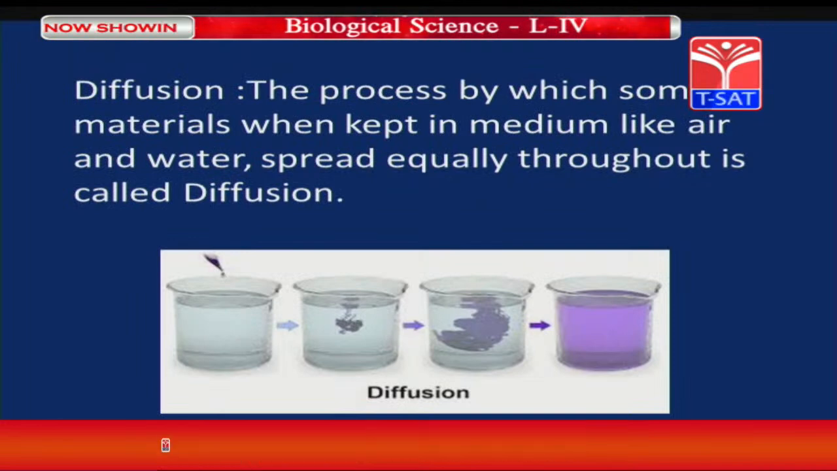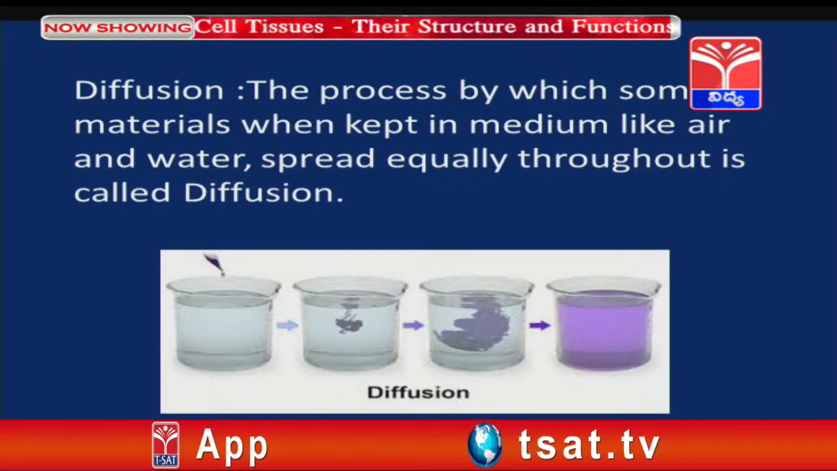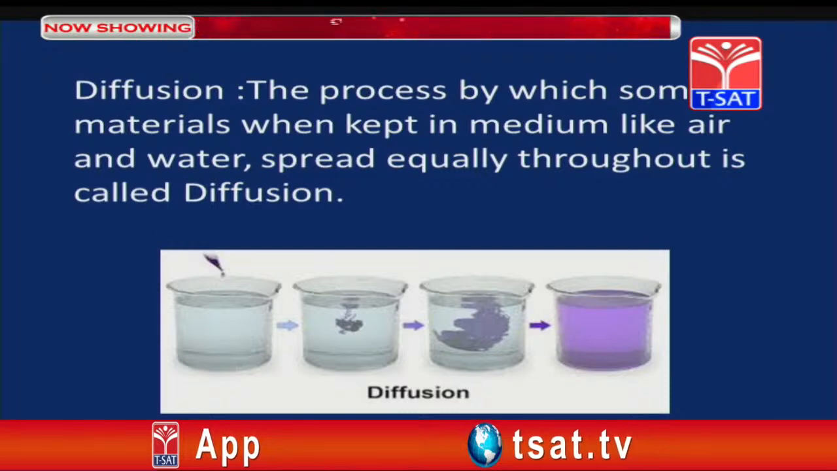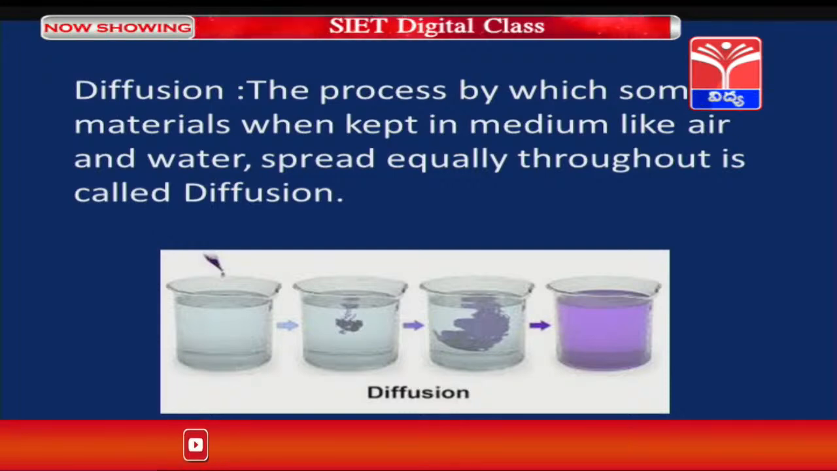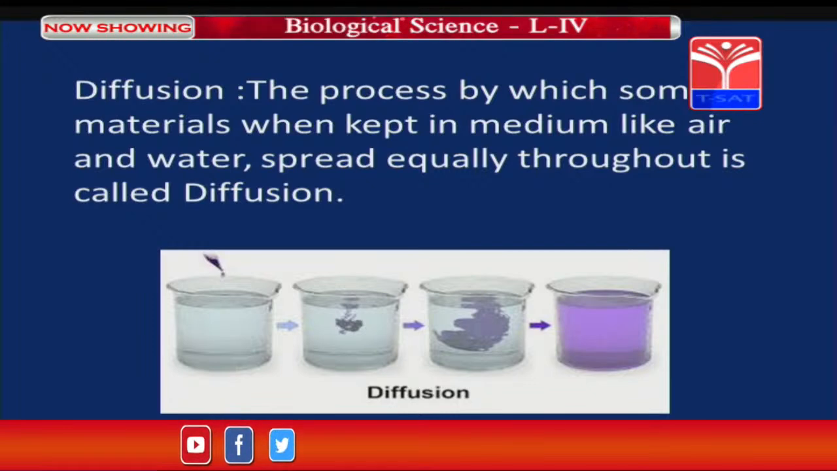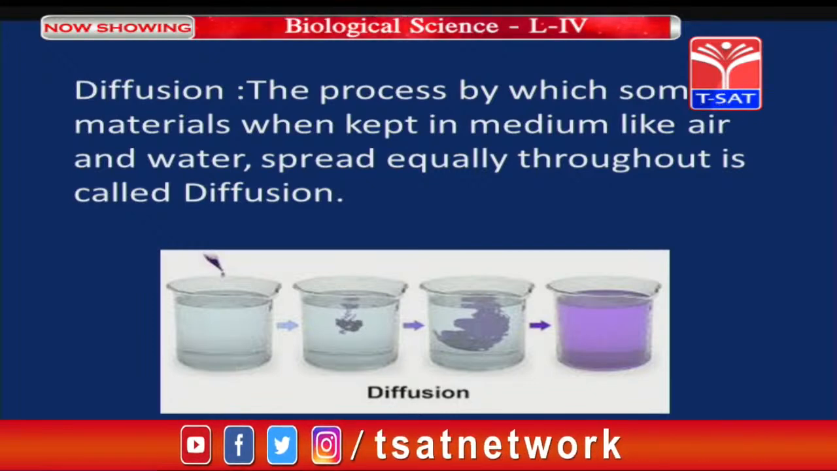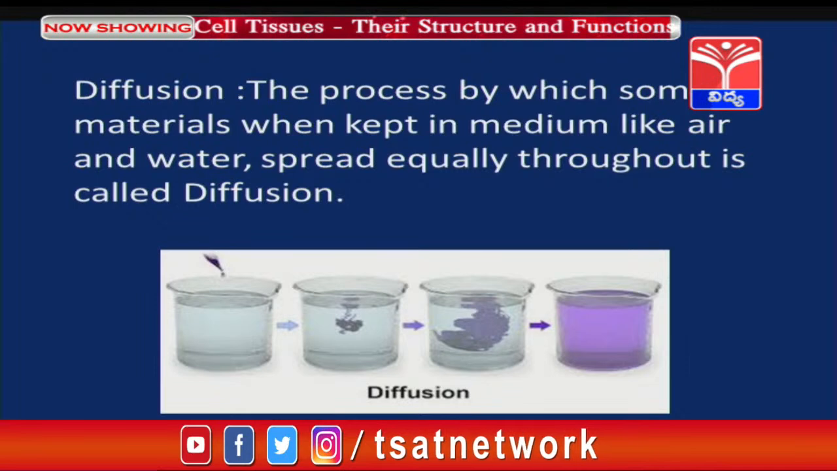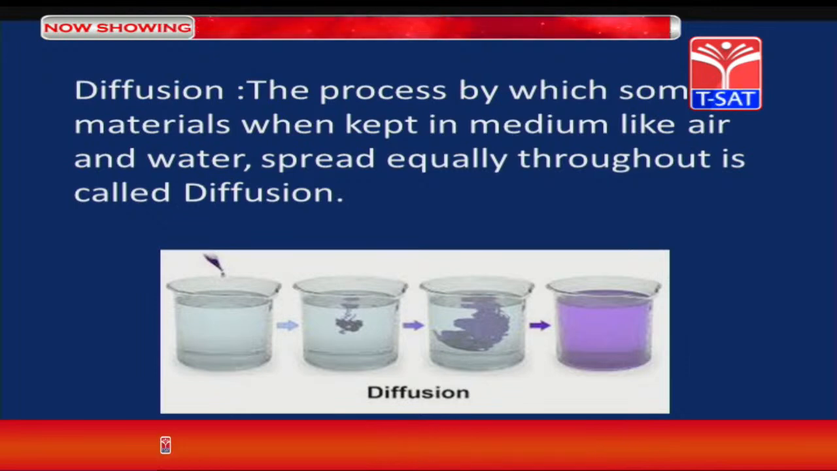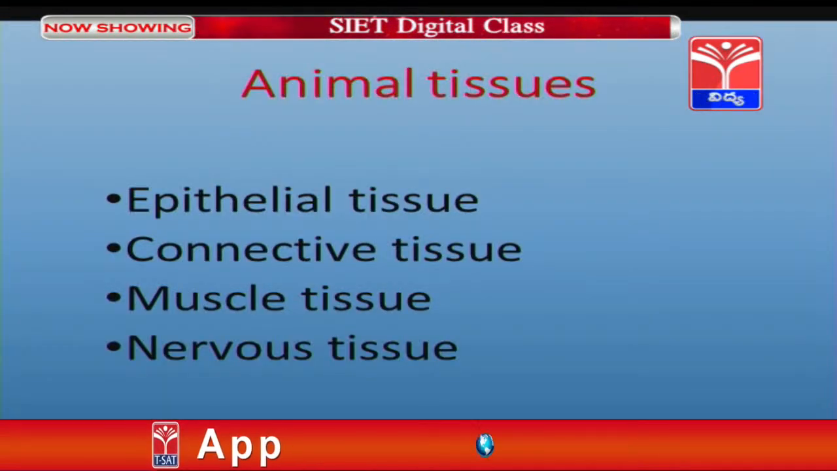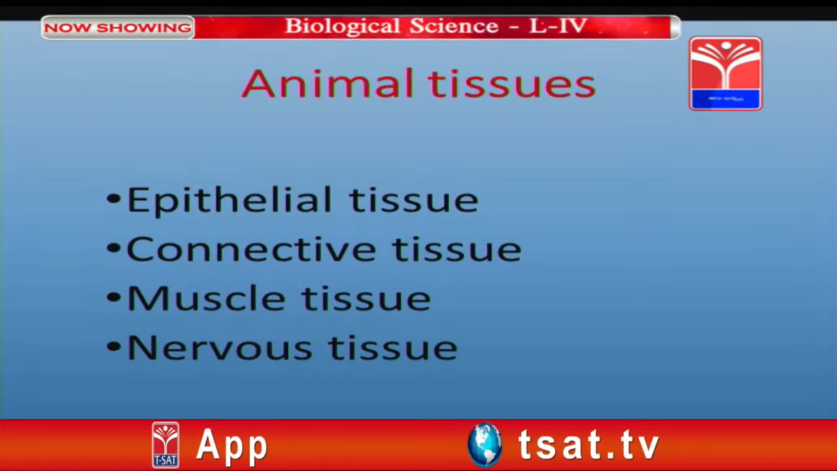There are other processes by which substances move in a medium. Diffusion: the process by which some materials, when kept in a medium like air and water, spread equally throughout is called diffusion. Now, we shall learn about the animal tissues.